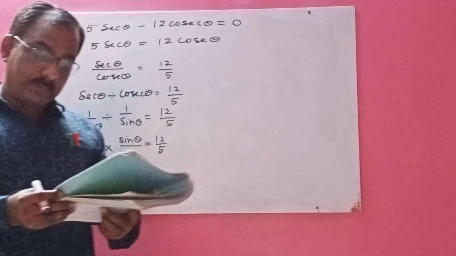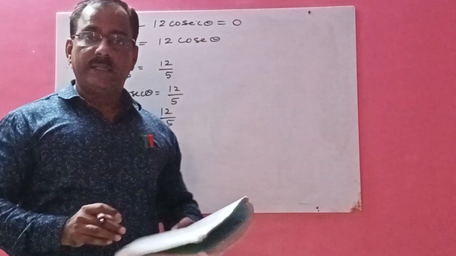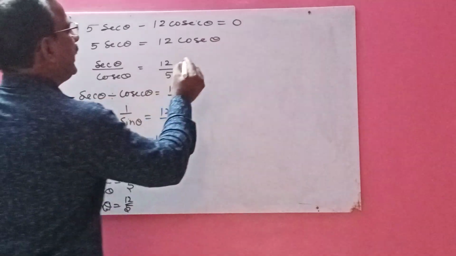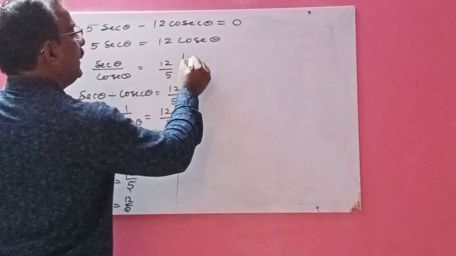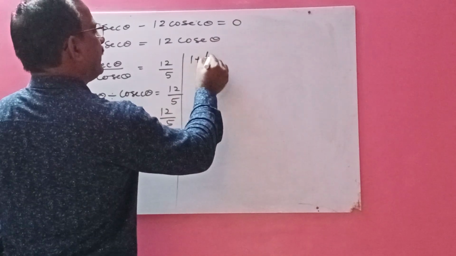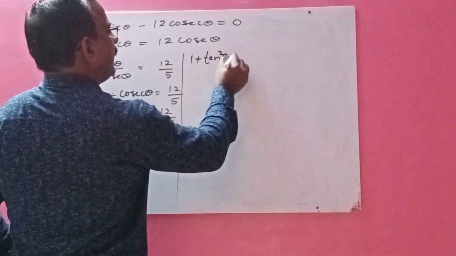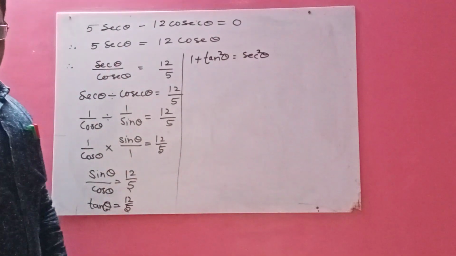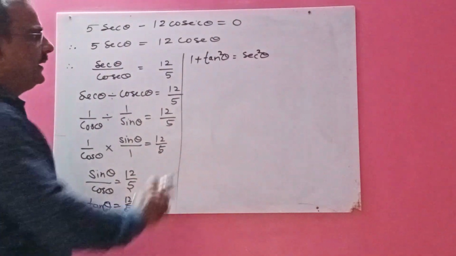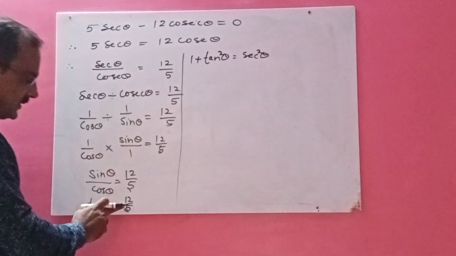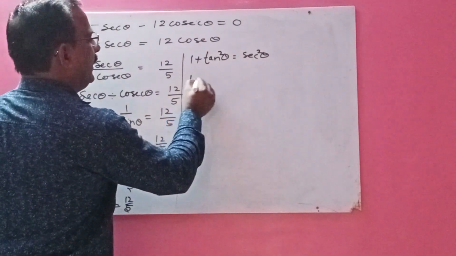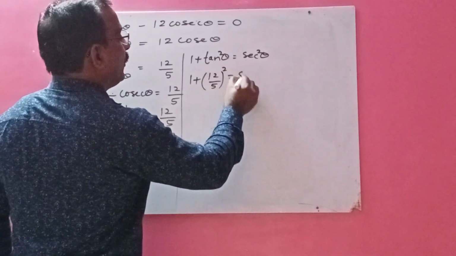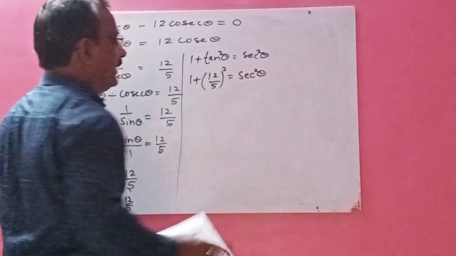But what do we want to calculate here? We want to calculate sec theta. Say children, tan you have, you need sec theta. So what will you do here? You know that 1 plus tan square theta is equal to sec square theta. This I have proved and I told you in my previous class. So here value of tan theta is 12 by 5. Write down here 1 plus 12 by 5 the whole square, which is equal to sec square theta.